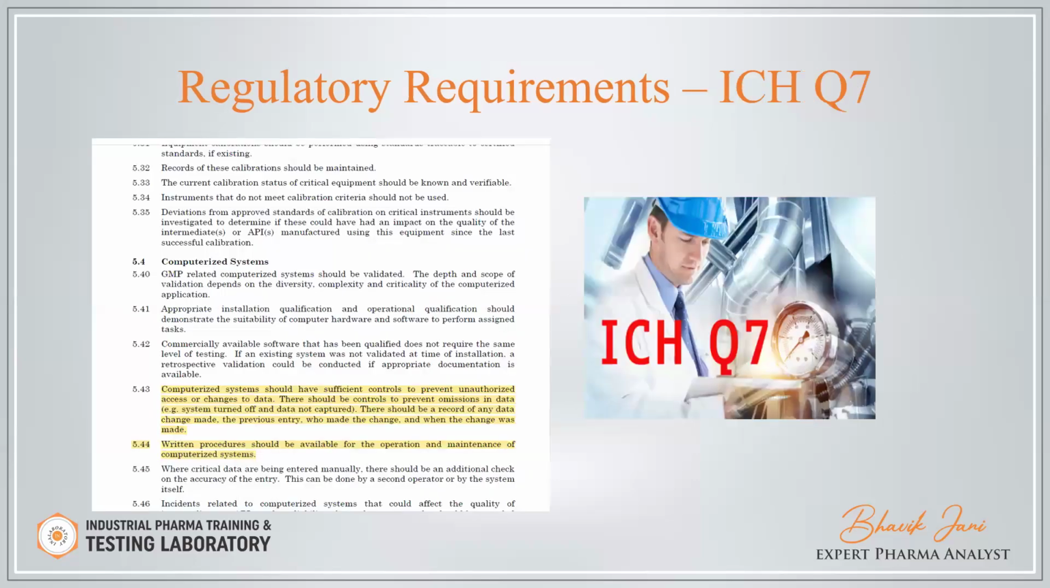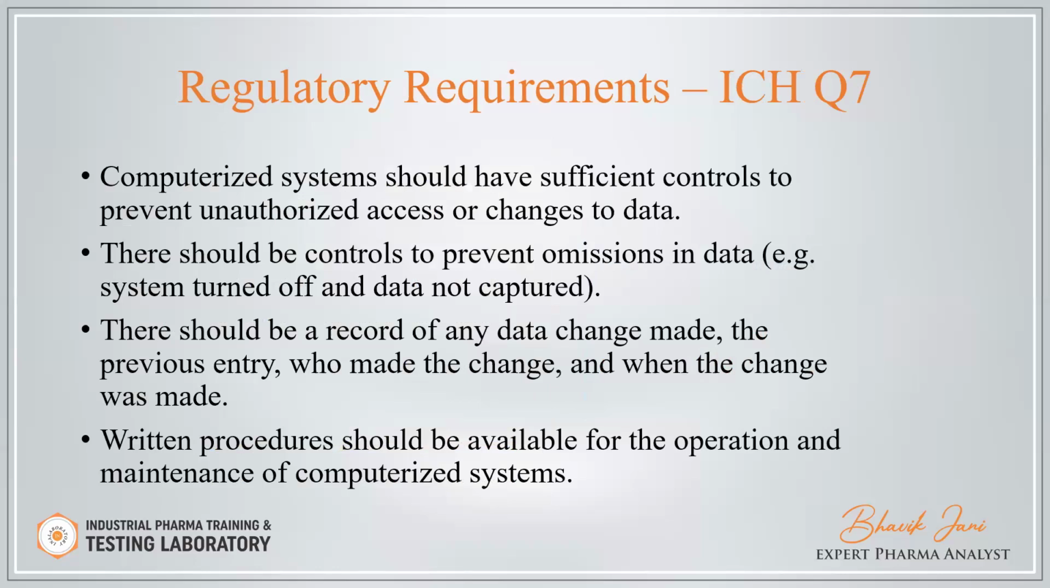What about the ICH Q7? ICH Q7 said that the computerized system should have sufficient control to prevent unauthorized access or changes of data. It means each and every activity of unauthorized user access or change in access right should be captured by the audit trail. There should be a control to prevent omission of data, for example, system turned off or data not captured.